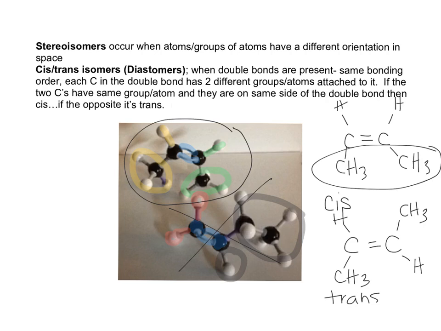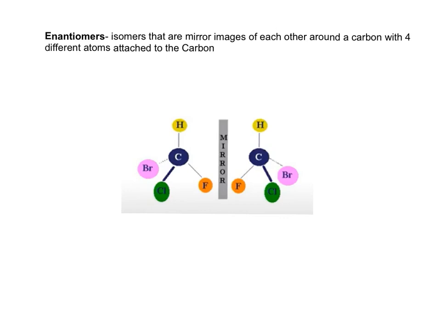So here is the double bond, and here are the methyl groups, here and here. They're on opposite sides of the double bond, so therefore this is trans. Here's the double bond, and here the methyl groups are on the same side, so that is cis. So look for the 2 different groups, the hydrogen and the methyl group, and are the methyl groups on the same side or opposite sides? That determines whether it's a cis or trans geometric isomer.